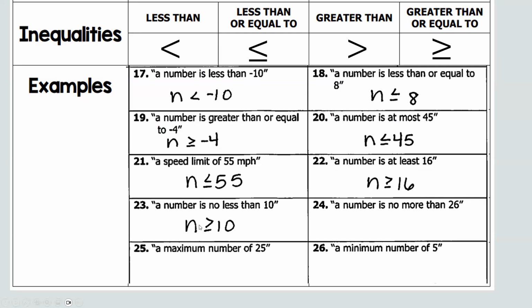A number is no less than 10, meaning it could be 10, 11, 12, 13, 14. So it's n is greater than or equal to 10. A number is no more than 26. N is less than or equal to 26. Maximum number of 25, meaning you can't go over 25. So n is less than or equal to 25. A minimum number of 5 is n is greater than or equal to 5.